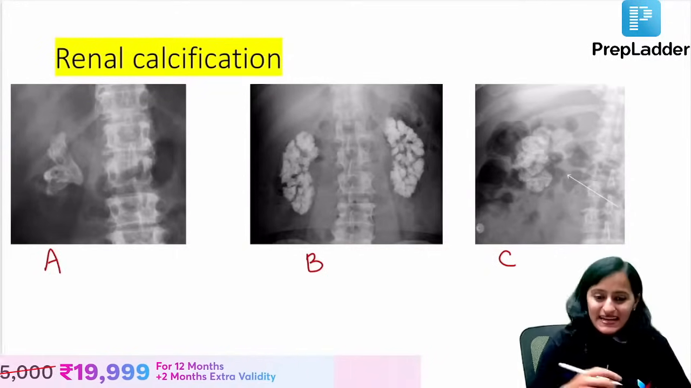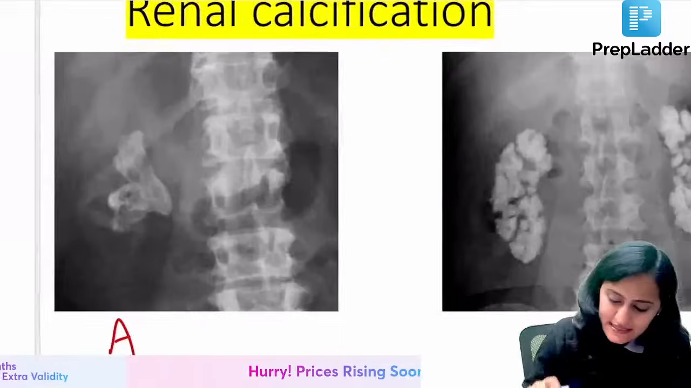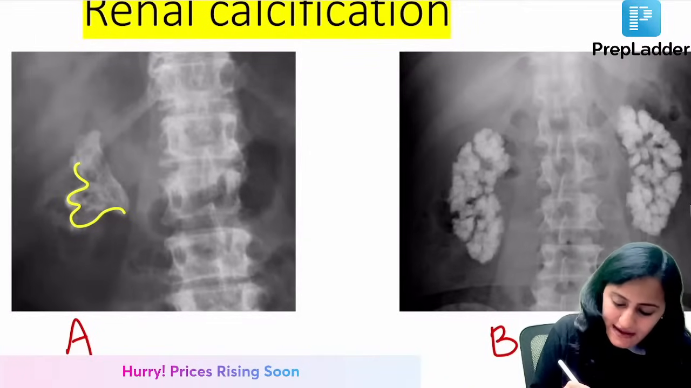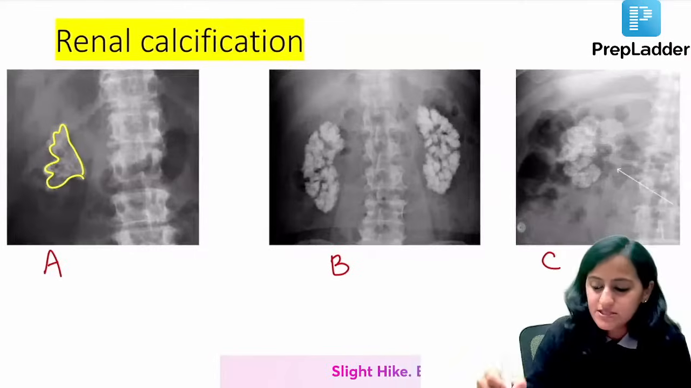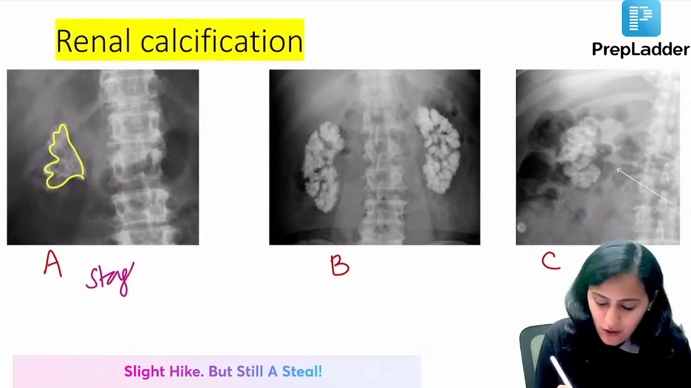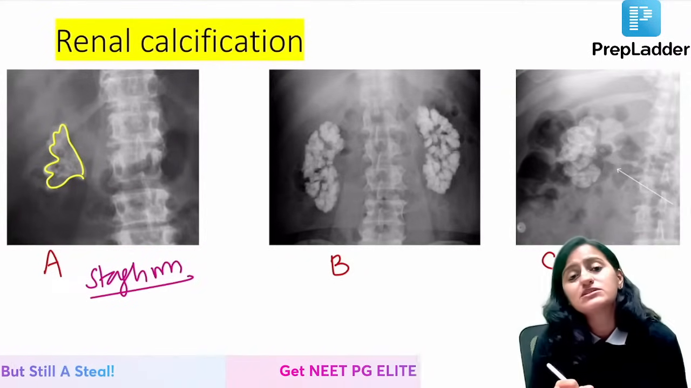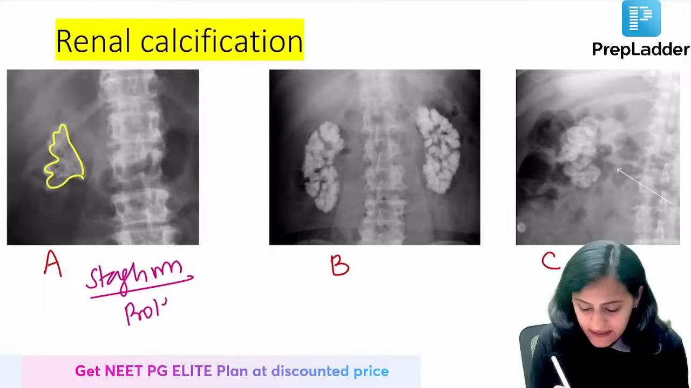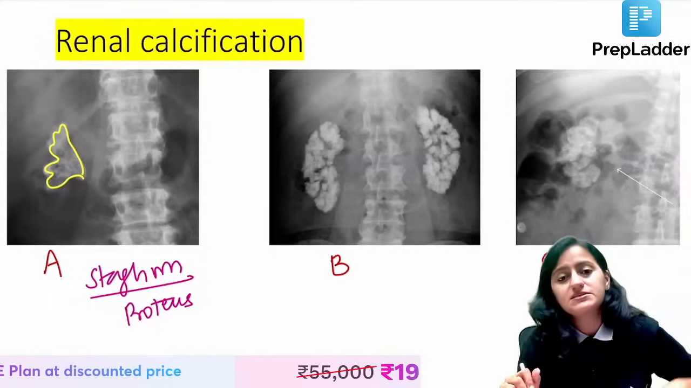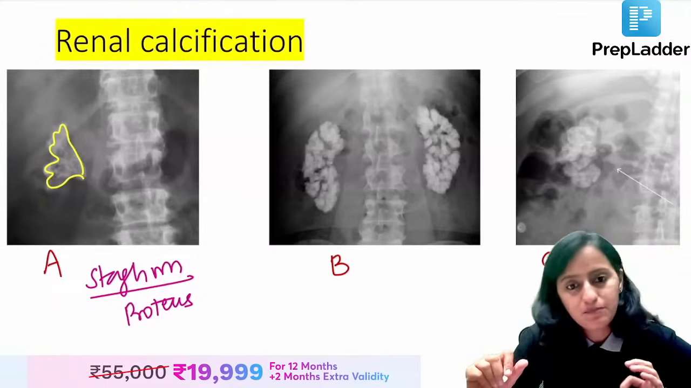3. A is the first one that you are seeing here. It is the staghorn appearance of the stone. This is staghorn calculus, which is generally associated with what infection? It is associated with Proteus. Okay, it is associated with Proteus.